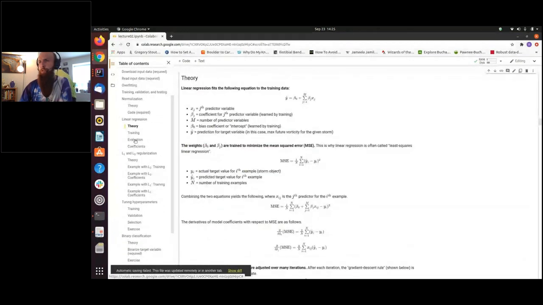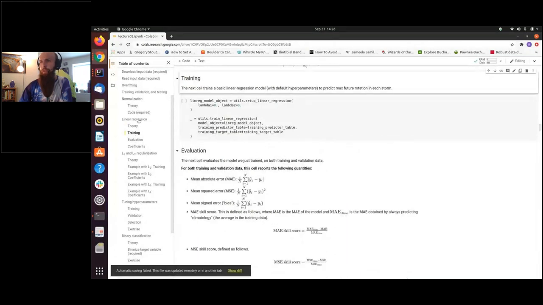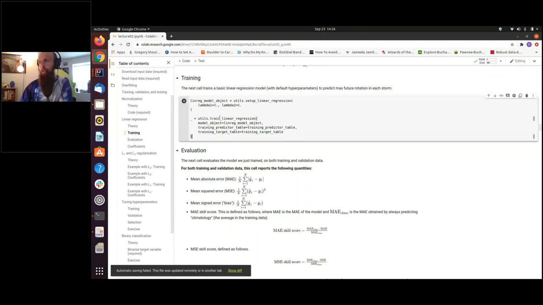The only things I want to show you here, because again we're running out of time, are these. If you go to the linear regression section, you should have this table of contents on the left-hand side, so you should be able to just click on titles. So go to training for linear regression, and this shows you how to train a linear regression model.